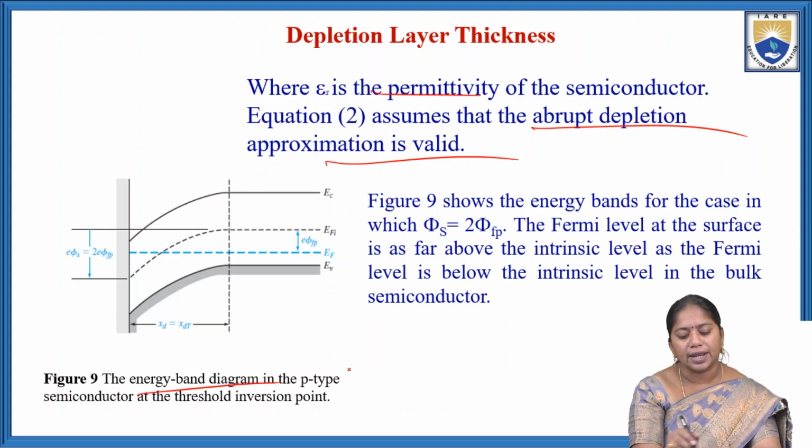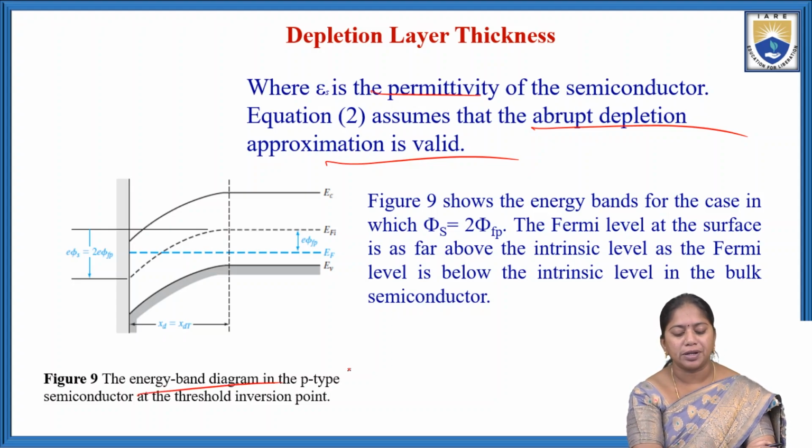Figure 9 shows the energy band diagram in the p-type semiconductor at the threshold inversion point.